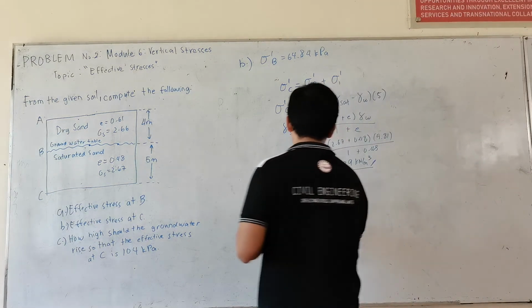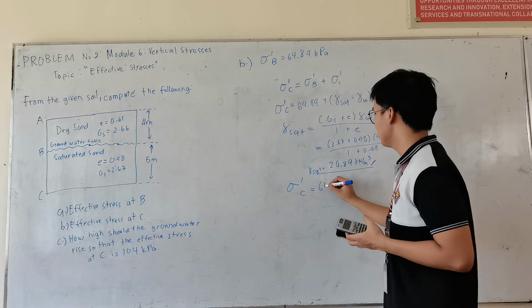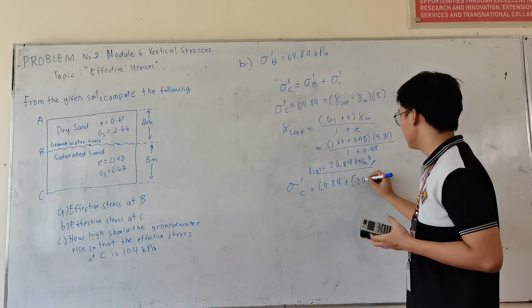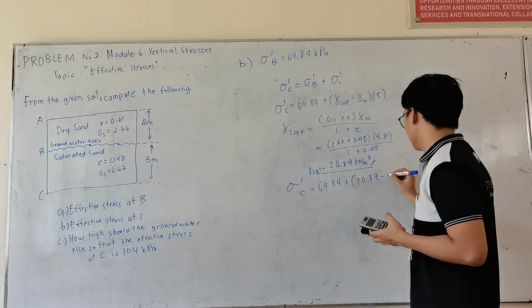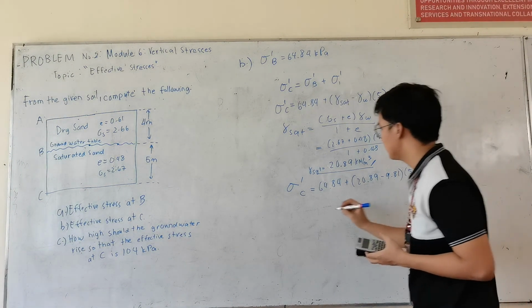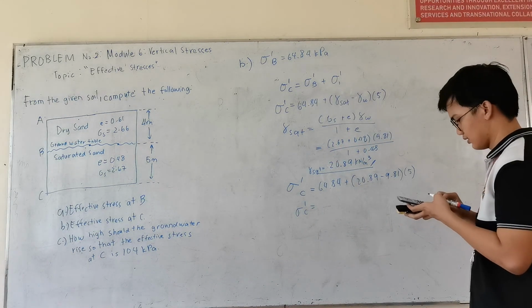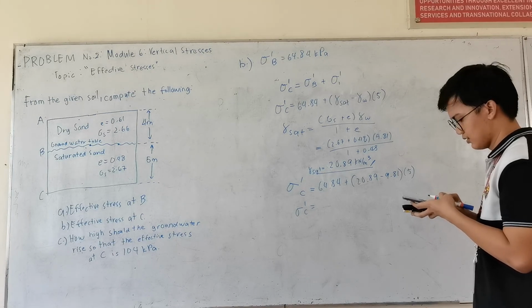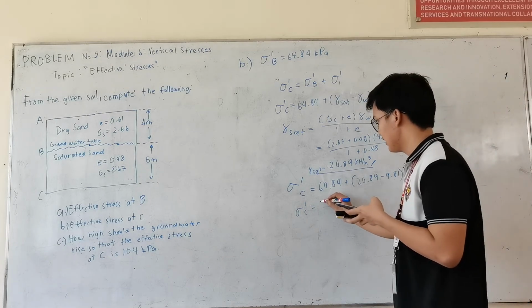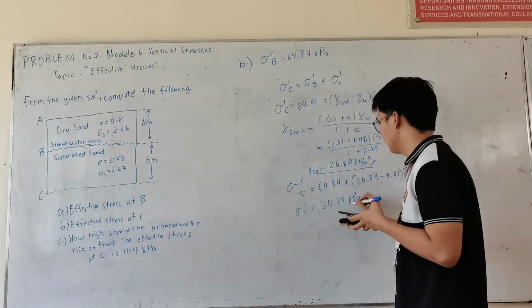So substitute the values. So effective stress at C is equals to 64.84 plus 20.89 minus 9.81 unit weight ng ating water times 5. So makuha po natin ang effective stress sa C, which is 120.24 kilopascal. Final answer.